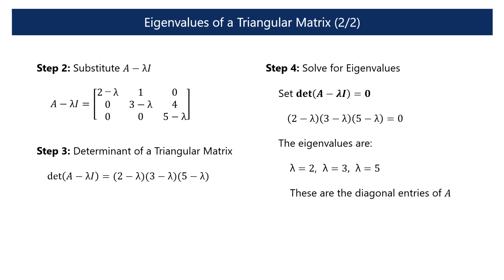The determinant involves multiplying diagonal entries when the matrix is triangular. Subtracting lambda only modifies the diagonal entries, and all off-diagonal elements remain unchanged. As a result, the eigenvalues of a triangular matrix are always its diagonal elements.